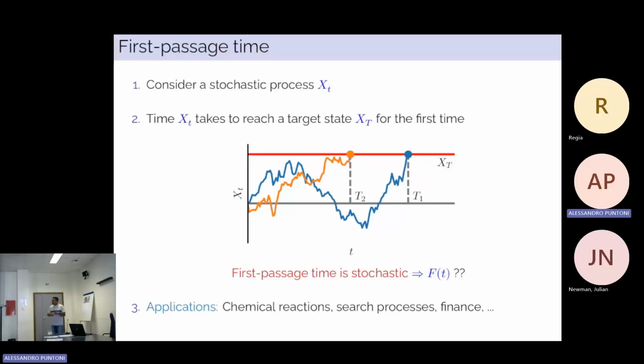If you do the experiment many times, you will get different answers, so your first passage time t is a stochastic variable. The usual question we ask is: what is the distribution, what are the moments? Why are we interested in this? First passage has applications in many fields, like chemical reactions, where two elements move and when they meet they make a new element. Or an animal which is moving and there is food somewhere, when it can find the food for the first time. Also in finance, when a stock price reaches your target price.